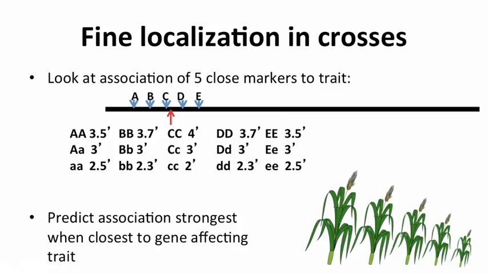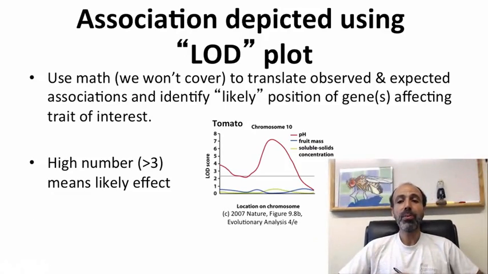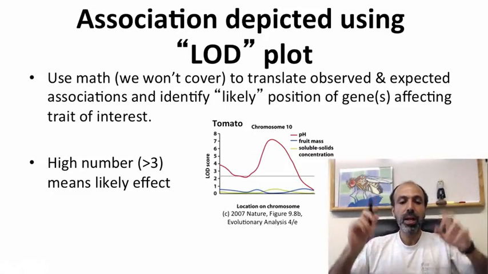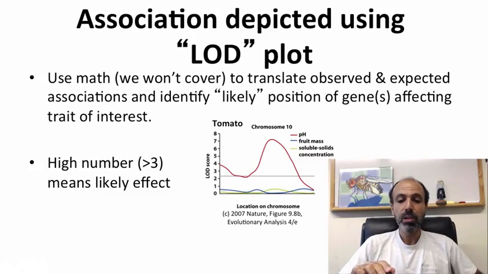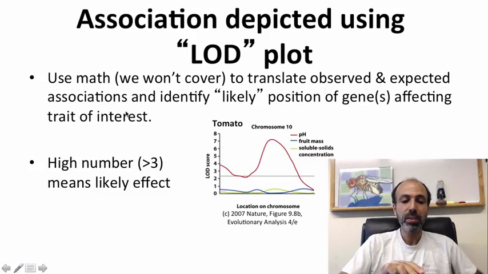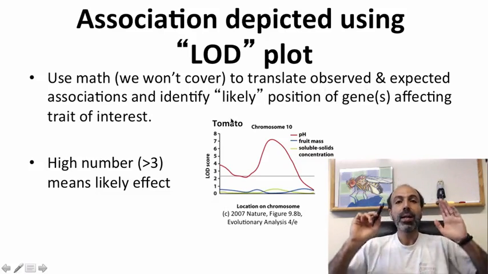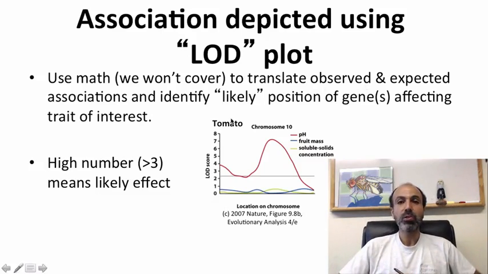Now this has been done quite a bit. And this is often depicted using what's referred to as a LOD plot. What they do is use math, which we're not going to cover in this lecture, to translate these observed and expected associations to identify a likely position of the genes affecting the trait of interest.